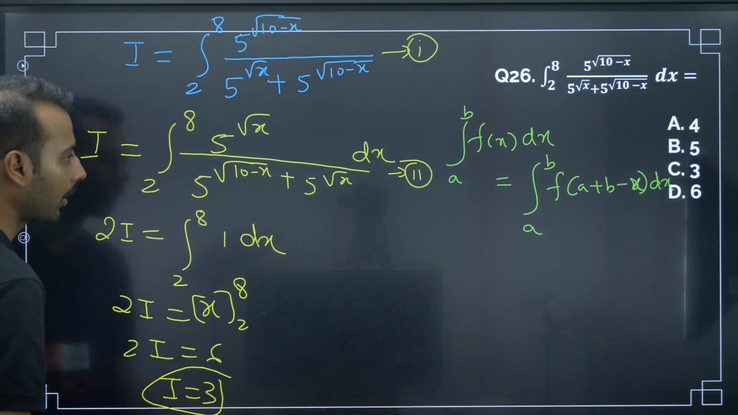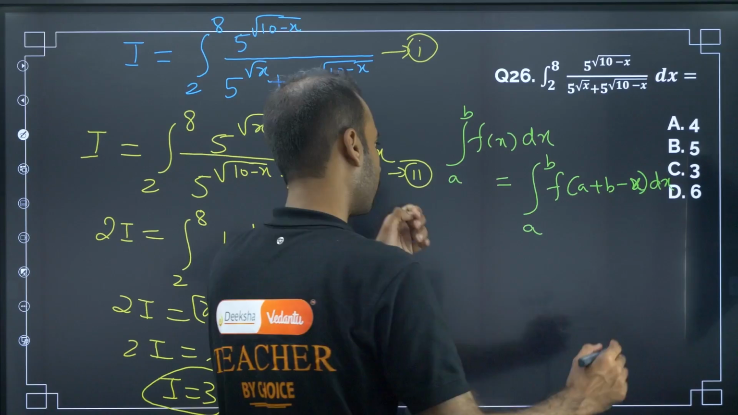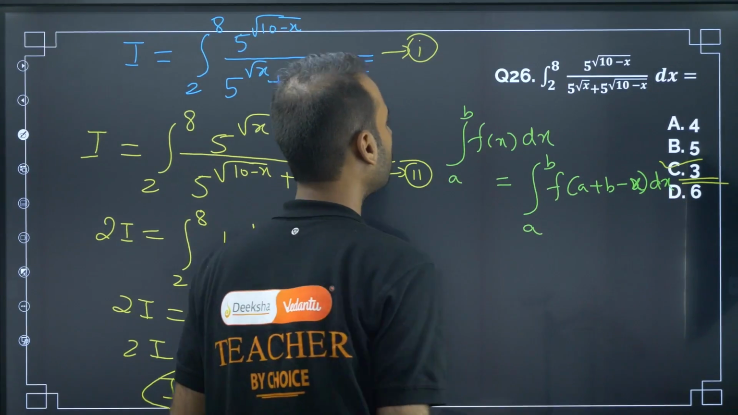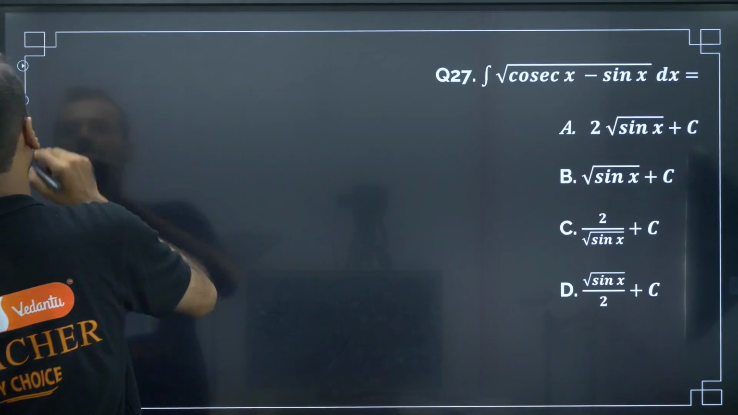Is there any option like I is equal to 3? Yes. 3 is the answer. Moving on to the next question.